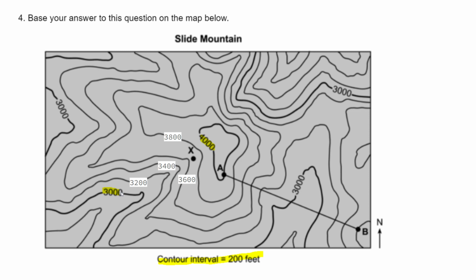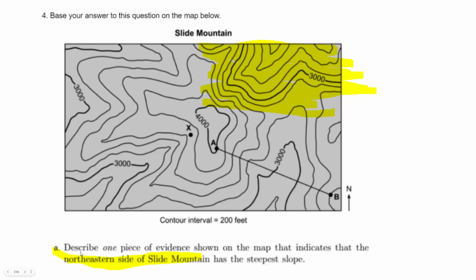So if this is 3,000, this is 3,200, this is 3,400, this is 3,600, this is 3,800, and finally 4,000. So let's look at 4A. It says describe one piece of evidence shown on the map that indicates that the northeastern side of Slide Mountain, the area that I highlighted, has the steepest slope. Or in other words, how do I know that this area has the steepest slope compared to other areas?